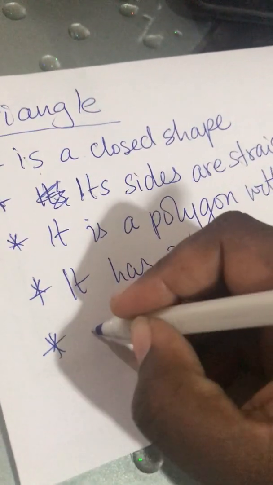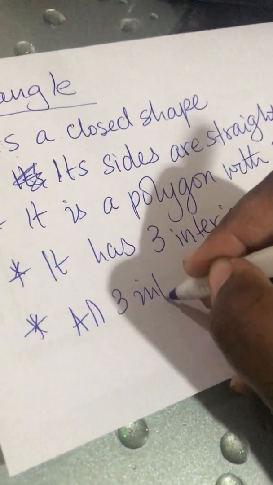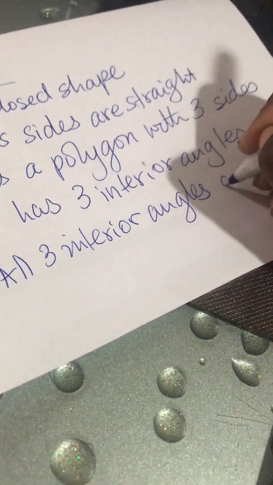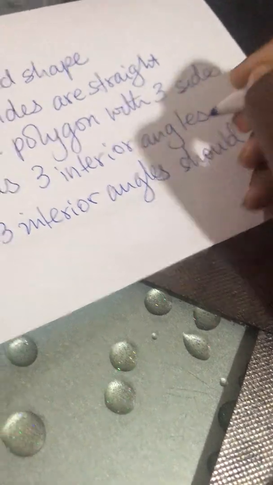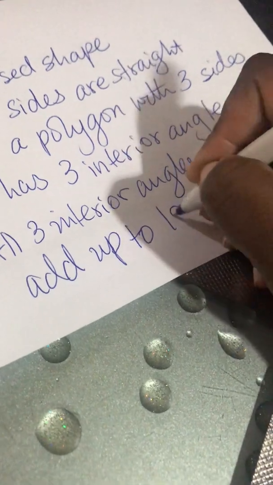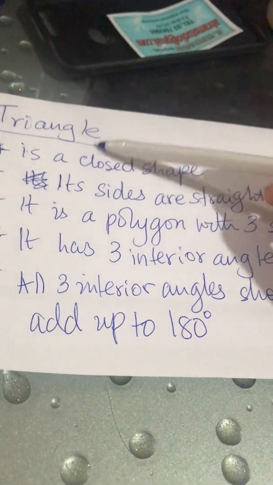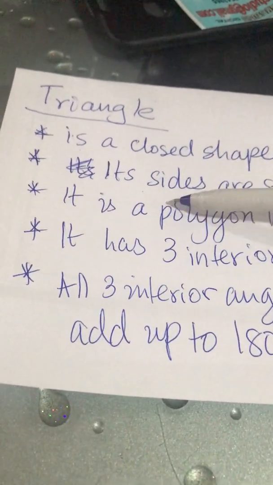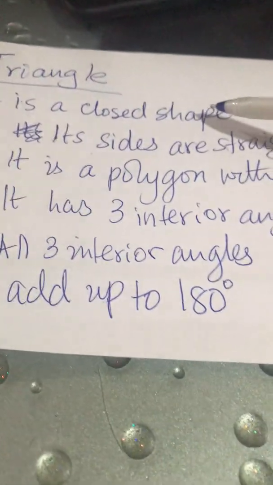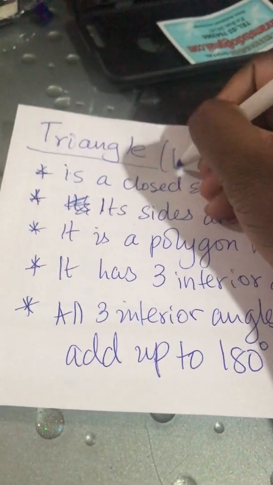And all 3 interior angles should add up to 180 degrees. So if somebody asks you what is a triangle, you need to say all this. If the person says what are the features of a triangle, you need to say all this. Okay? Features.